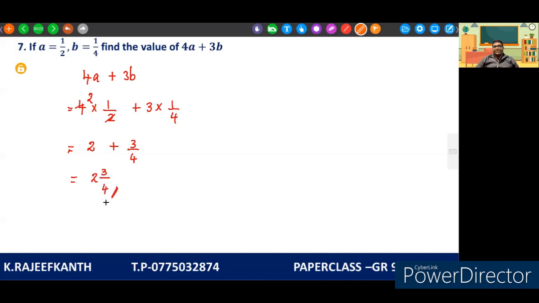Directly we can add, no. Because this is a whole number, this is a proper fraction. When we are adding the whole number and the proper fraction, we can directly write it as a mixed number. Then 2 and 3/4. Right? Then the value of 4A plus 3B is equal to 2 and 3/4. Then question number 8.